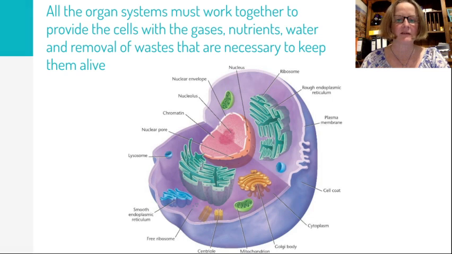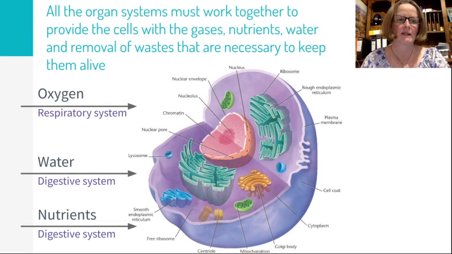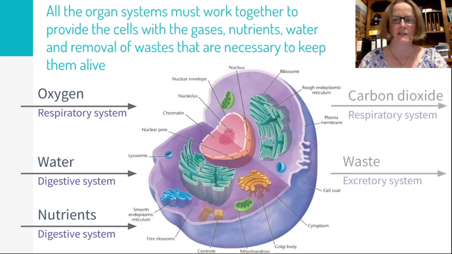So a little reminder, here is a picture of the cell. All the organ systems must work together to provide the cells with what they need and remove the waste that they have made so that they stay healthy and alive. So this is what we need. We need oxygen, water, and nutrients. We already know that the respiratory system brings oxygen, the digestive system provides water, and nutrients are also provided by the digestive system. And carbon dioxide is removed by the respiratory system and waste is removed by the excretory system.